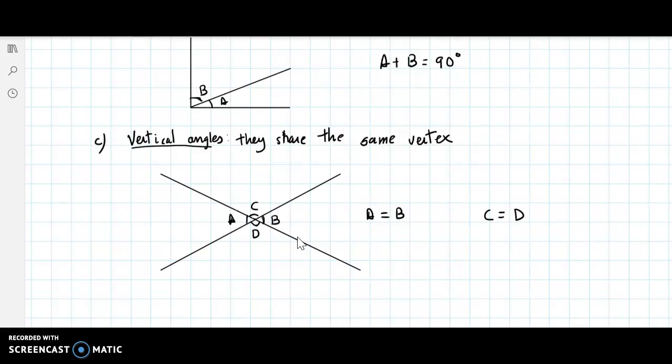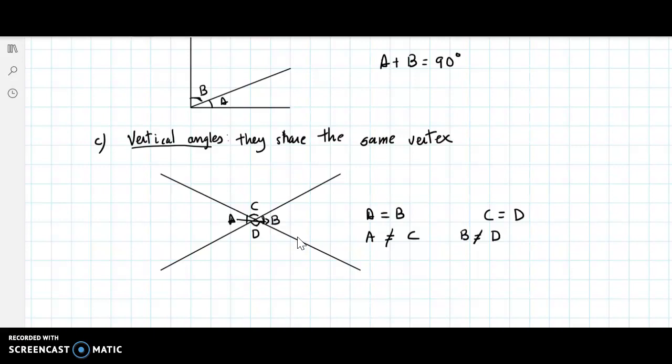But A is not equal to C, or B is not equal to D. So don't confuse this. A is equal to B, okay? So A and B are equal. C and D are equal, right?